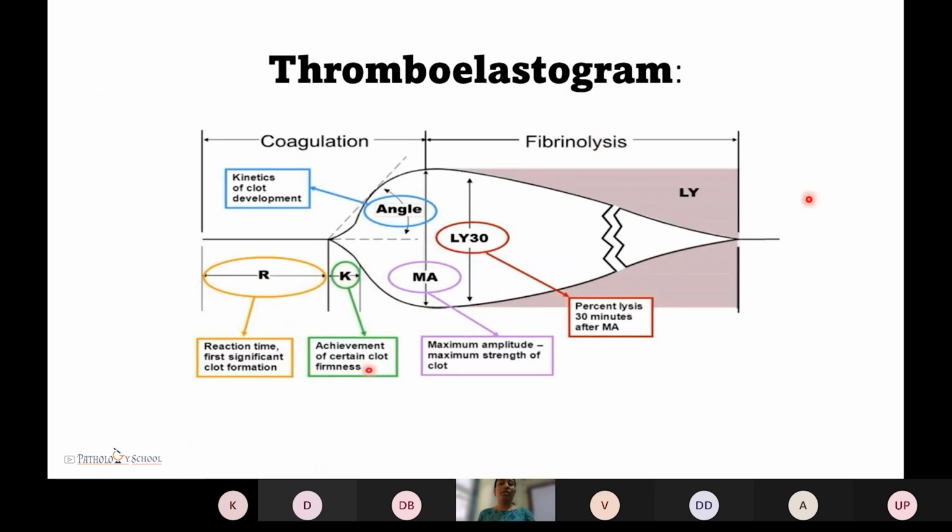What we receive on the computer is this graphical image, which comprises 5 parameters: R time, K time, alpha angle, maximum amplitude, that is MA, and LY30, that is lysis 30 minutes after maximum amplitude. It shows both parameters, whether that is coagulation and fibrinolysis in the clotting system.